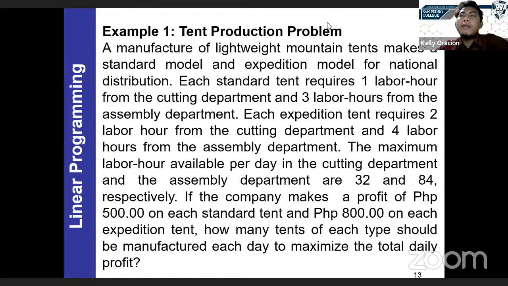The maximum, take note of the clue stated in the problem, no? The maximum labor hours available per day in the cutting department and the assembly department are 32 and 84 respectively. If the company makes a profit of 500 pesos on each standard tent and 800 pesos on each expedition tent, how many tents of each type should be manufactured each day to maximize the total daily profit? Take note, the clue is maximize. So your objective function, your goal, is to maximize the total daily profit.